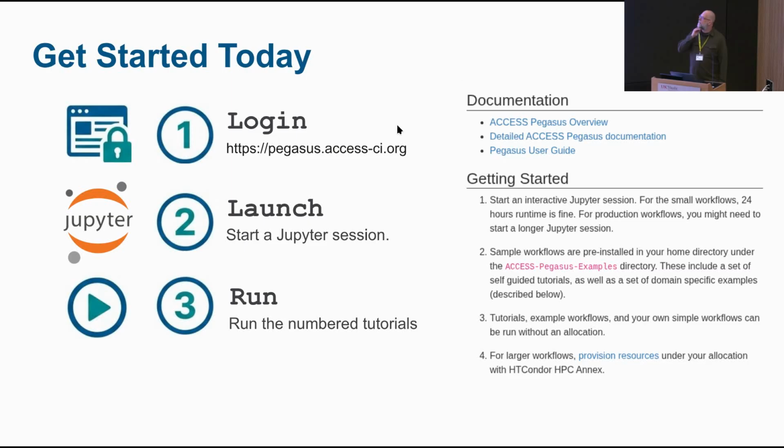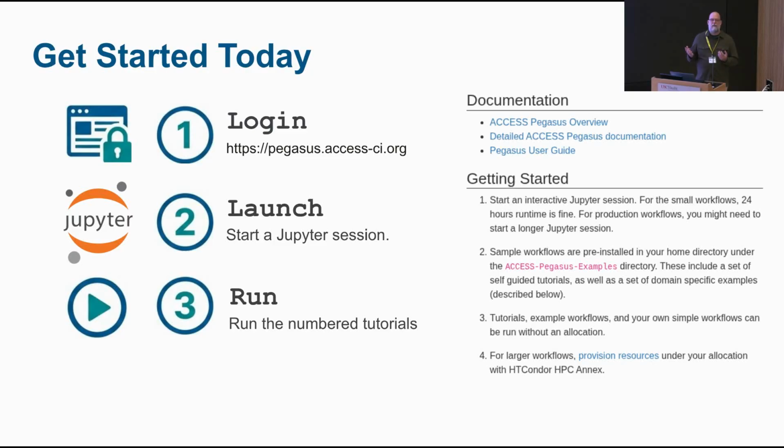So ACCESS Pegasus, I mentioned a few times. Here is the URL, pegasus.access-ci.org. This is part of the ACCESS program, part of ACCESS support, and that's the hosted version I was telling you about. Anybody with an ACCESS account can log in here. You do not need an allocation. So if you log in and do one of the quick starts and one of the tutorials or one of the example workflows, that will run on that test pool, so you don't need the allocation for that.